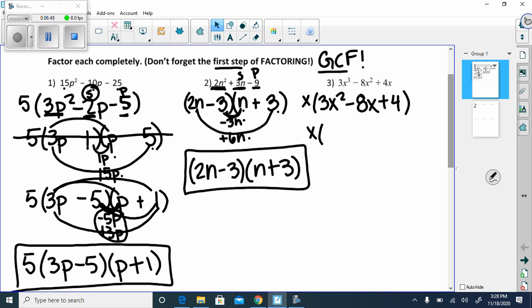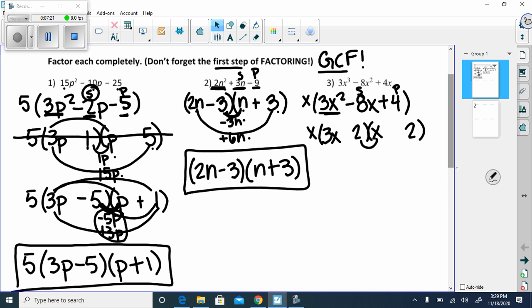Alright, so now I'm going to have to make my two sets of parentheses, and whatever I put at the front of my parentheses has to multiply to give me 3x squared. So it must be 3x and x. I'm then looking for numbers that multiply to give me my product. So when I'm thinking of what multiplies to give me 4, the first thing that comes to mind is 2 times 2. Now I have to look at my sum to decide what my signs should be.